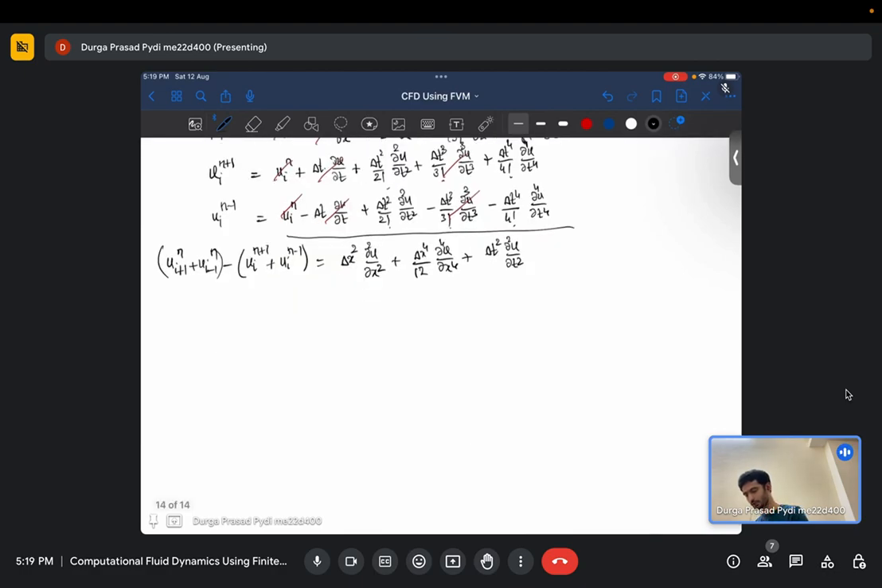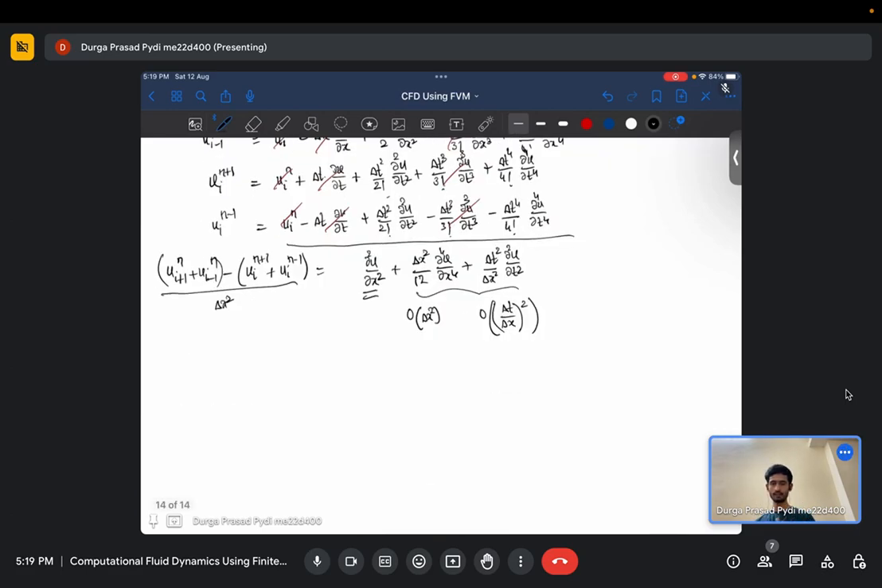So now what we are essentially doing is dividing this with delta x square, so that gives you delta x square delta t square by delta x square. So essentially, if you want to approximate this del square u del x square, this is of the order of delta x square, and this is of the order of delta t by delta x square.